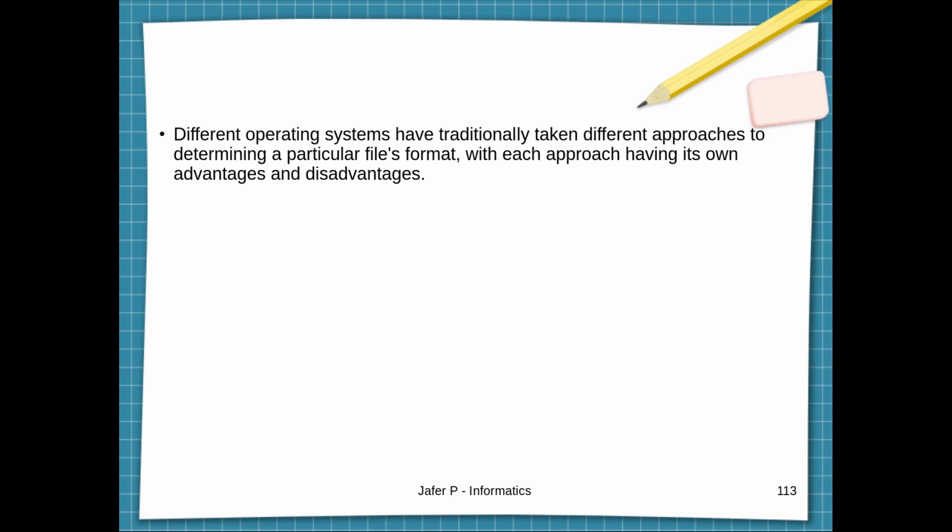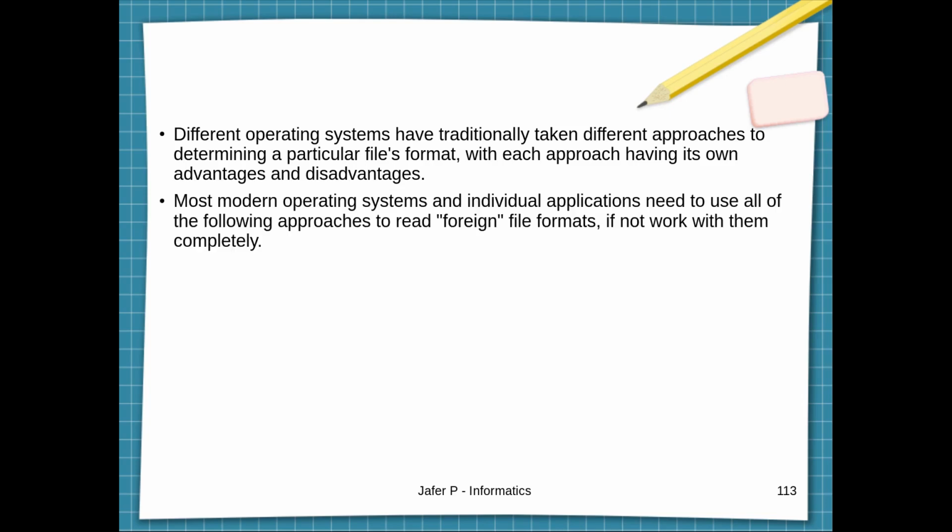For example, we have different kinds of operating systems, like the Windows operating system, the Unix operating system, and the Linux operating system. So there are different types of operating systems available, and each one will decide its own approach. They will design their own approaches to determine the file format, and each of these has its own advantages and disadvantages.